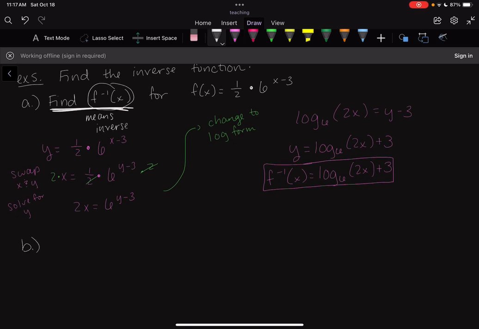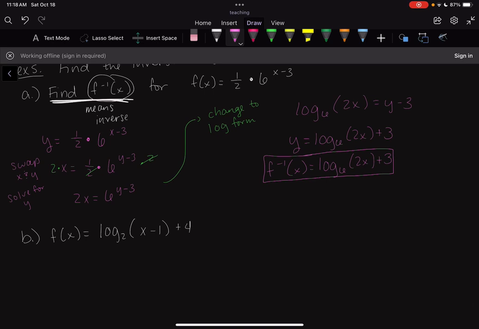I'll make another one of these. We'll say find the inverse of f of x equals log base 2 of x minus 1, plus 4. So that was the other one I did, where we go from exponential and we're finding the inverse. You'll find that your answer should be a log. For this one, since we're starting off with a log, our inverse is going to be an exponential.